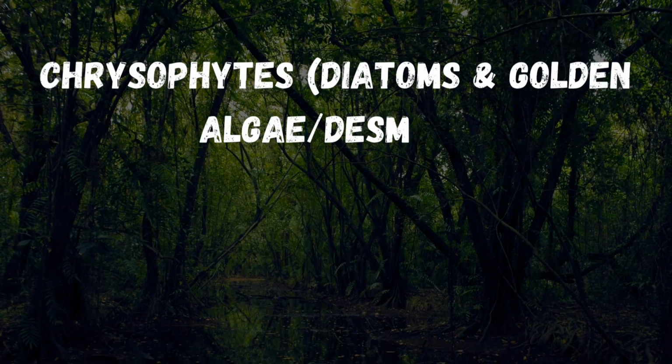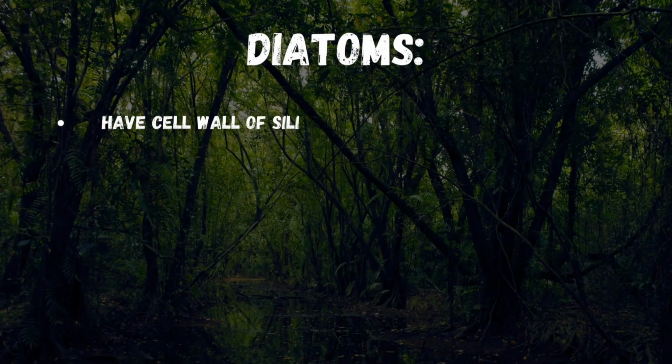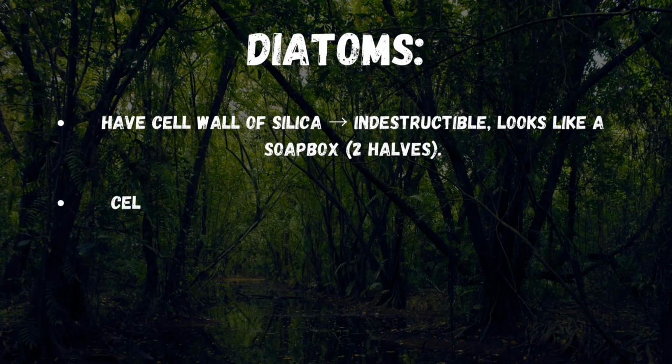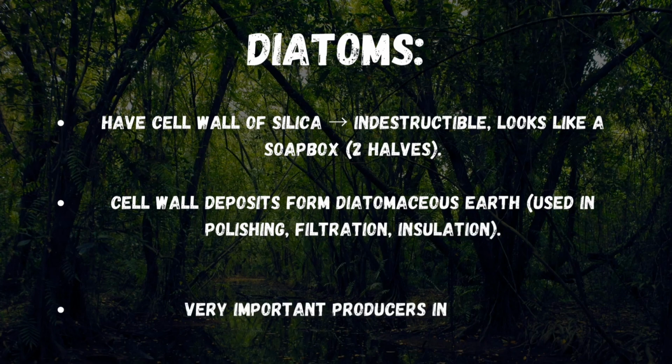Chrysophytes. Mostly found in freshwater and are planktonic. They are microscopic and photosynthetic. Diatoms have a cell wall of silica which is indestructible and looks like a soapbox. Cell wall deposits form diatomaceous earth, which is used in polishing, filtration, and insulation. They are very important producers in oceans.